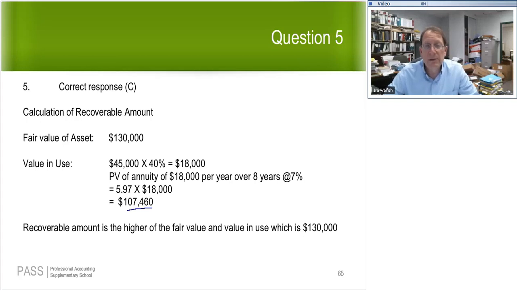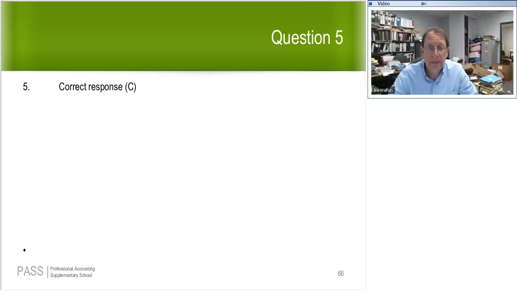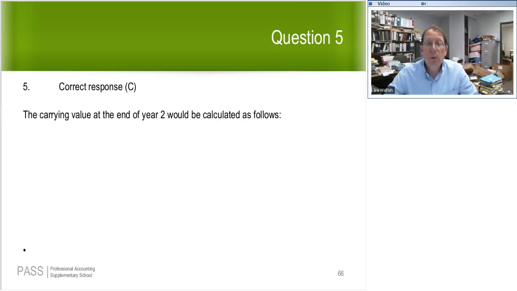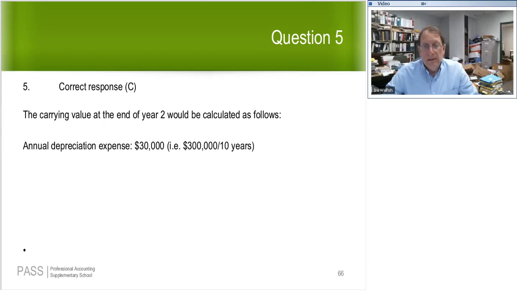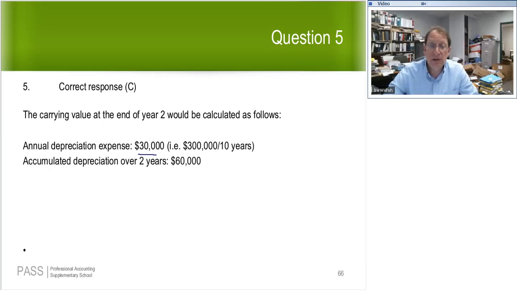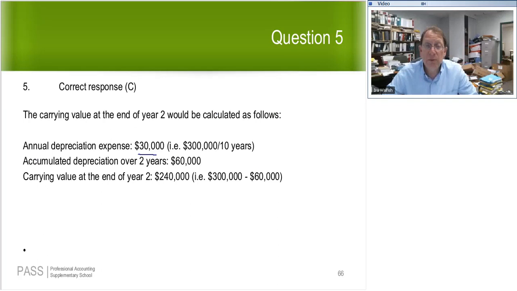So what's the recoverable amount? The recoverable amount is the higher of the two. The winner is fair value, 130. All right. Now, not finished. What's the carrying value at the end of year 2? Well, the asset was $300,000 over 10 years. We're depreciating $30,000 each year. At the end of 2 years, I've got $60,000 of depreciation. What's my carrying value? 300 minus 60 is 240. So my carrying value is 240.